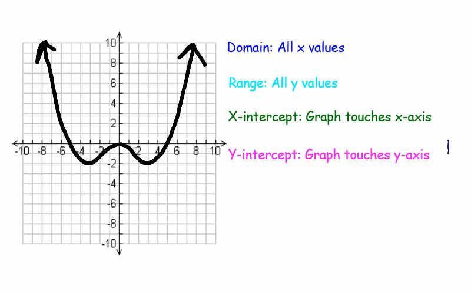Okay, since domain is all x values, I'm going to draw a bar on top from the left side of the graph to the right side of the graph. Now, since my graph has arrows on the ends, I'm going to add arrows to my domain bar to show that it keeps going too.